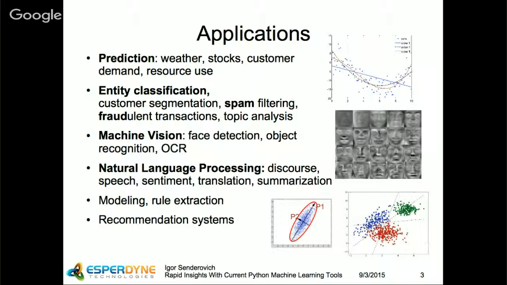And then there's topic analysis, where you have text. You may or may not know what topics there are, but you want to find patterns based on certain keywords, phrases. There are many ways of doing it to split it up into various topics. Machine vision has been a big thing.